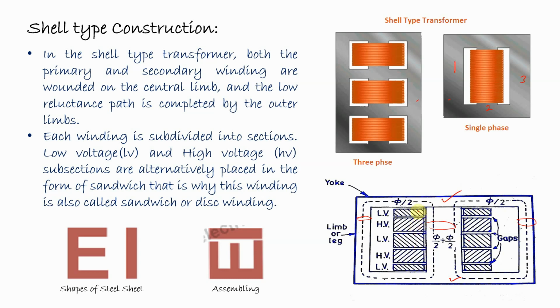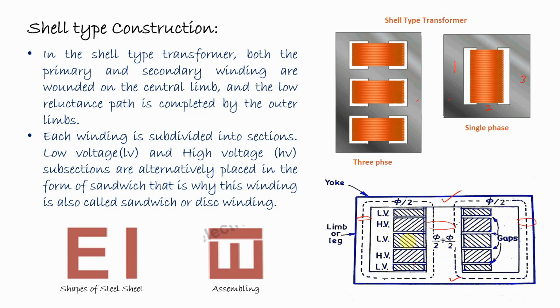Then further the low voltage windings are placed on either side of the high voltage winding. So here the flux distribution is such that it is considered as a parallel magnetic circuit, because the total flux, that is phi, can be divided into two parts. So this is considered as a parallel magnetic circuit.